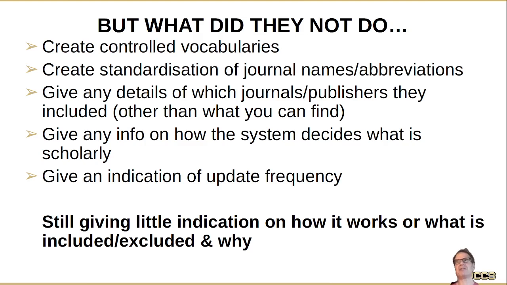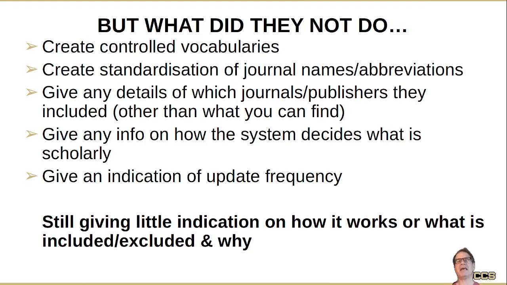They didn't create any standardization of journal names or abbreviations, so there's a great mix of differences that will show up that you have to deal with when you go to actually use them as formal citations. They don't give you any details of which journals or publishers they include, other than what you can find. Obviously, if you can find it, they've included it, but if it's not there, you don't know why. And it's very hard to figure out sometimes if something isn't there because it's not indexed, or because it's just not published yet or not relevant.